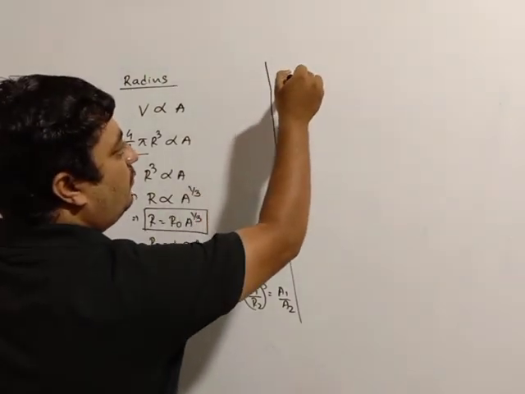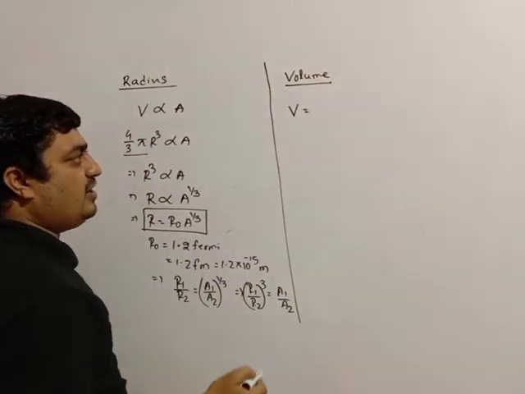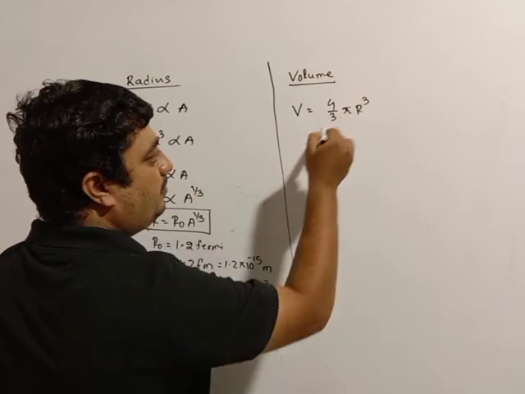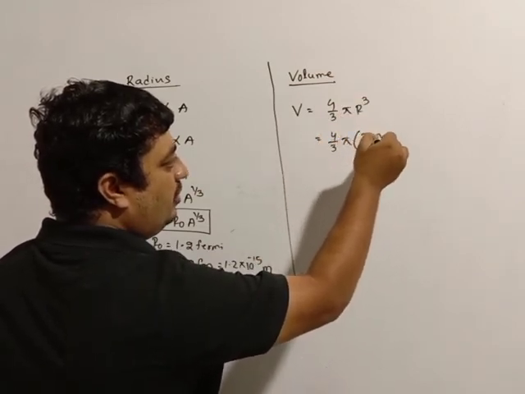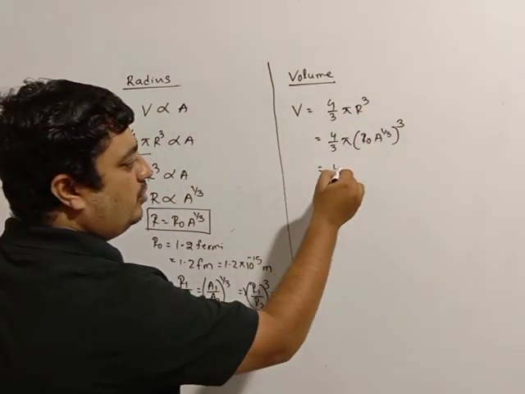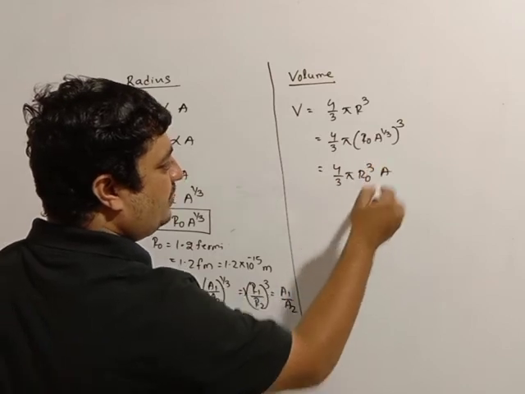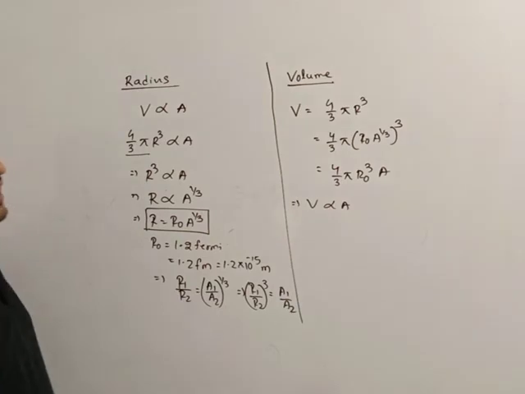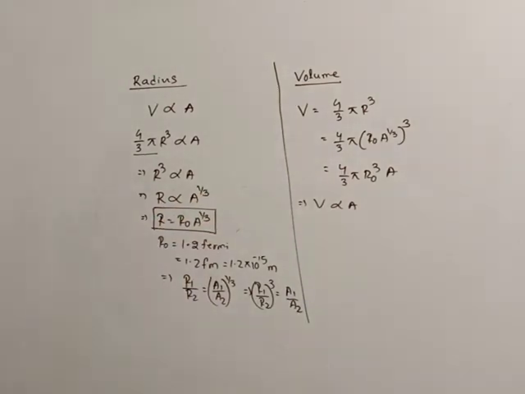Next, the volume of the nucleus. Now V equals 4 by 3 pi R cube, which is equal to 4 by 3 pi into R naught A to the power 1 by 3, cubed, which is equal to 4 by 3 pi R naught cube into A. So V is proportional to A. This is the volume of the nucleus.